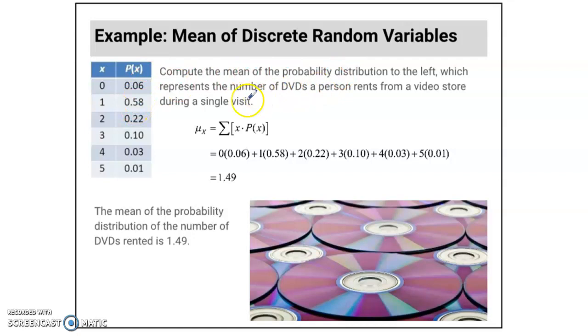For example, if I'm asked to find the mean of a DVD rental box like this, I would take all of the different outcomes that are possible and multiply the probability by each outcome. So in this first case, I'm doing 0 times 0.06 because the likelihood of this outcome 0 is 0.06 or 6%. I'm multiplying 1 by 0.58, 2 by 0.22, I should say. It's fairly straightforward. You just multiply across and add them all together. That's 1.49. So this is the mean of the probability distribution. But what does the mean of the probability distribution mean?